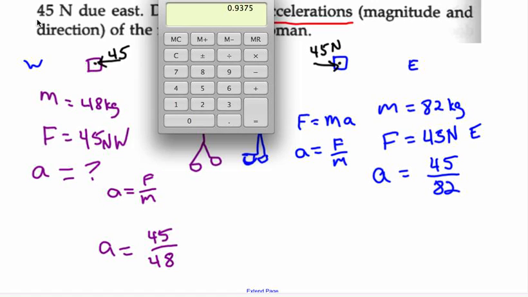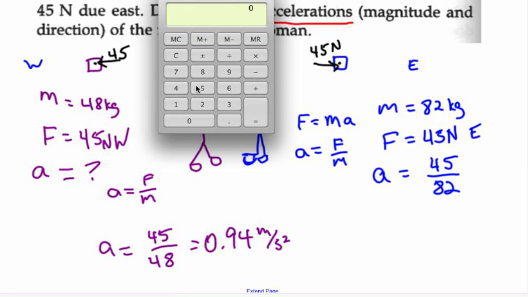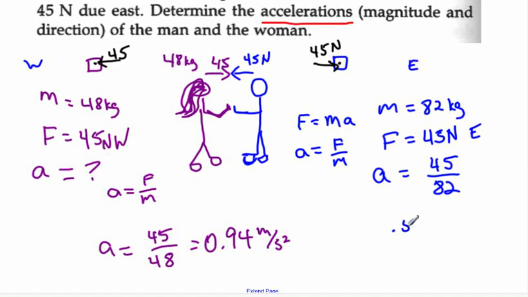We have, I think the lowest amount is 2 sig figs. So this rounding to 2 sig figs would be 0.94. 0.94 meters per second squared. Put 0 up front there. And his acceleration would be 45 divided by 82. That gives us 0.548, and we want to round that up to 2 sig figs, so it's 0.55 meters per second squared.